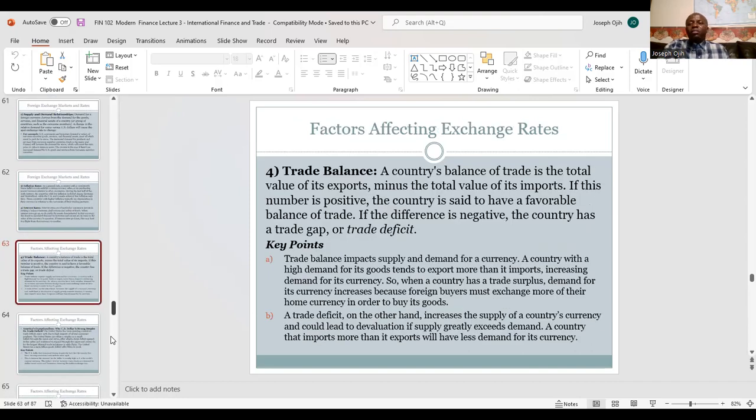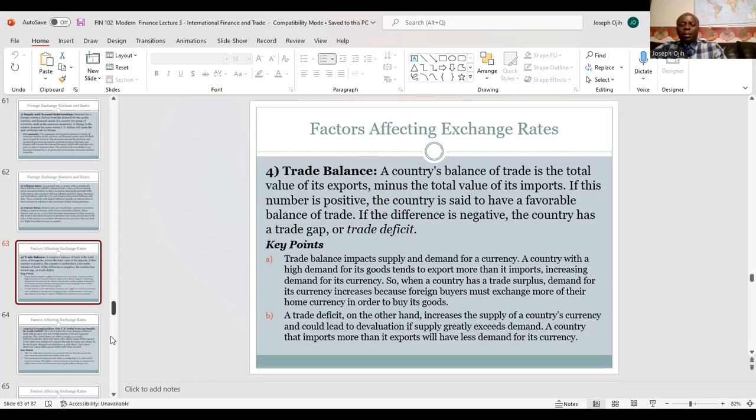Now, another factor is trade balance. A country's trade balance means the total value of its exports minus the total value of its imports. So when the trade balance is positive, we say that the country has a surplus, or a favorable balance of trade. Now, if it is negative, we say that the country is incurring deficits, or an unfavorable balance of trade.